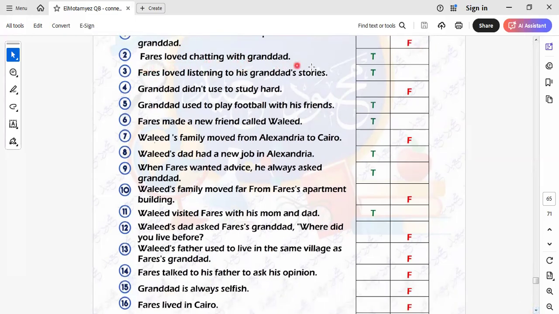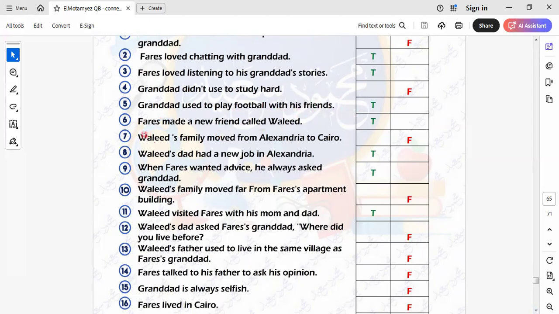Faris loved chatting with granddad. Yes. Faris loved listening to his granddad's stories. Yes, it's true. Granddads didn't use to study hard. No, why? Because they studied hard. Granddad used to play football with his friend.